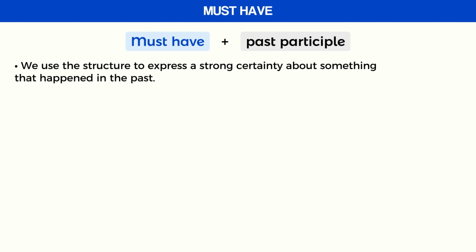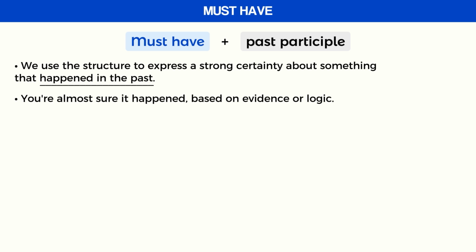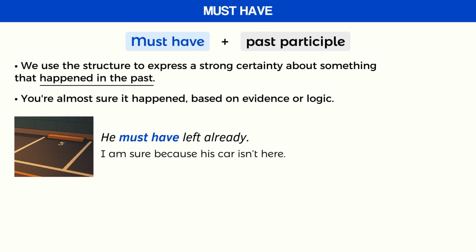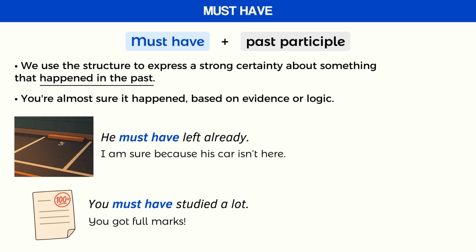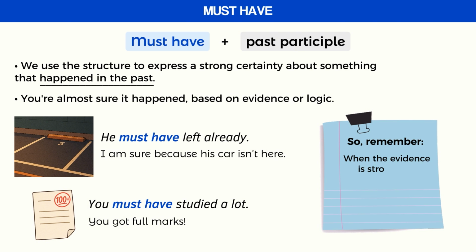We use the structure must have plus past participle to express a strong certainty about something that happened in the past. You're almost sure it happened based on evidence or logic. Examples. He must have left already. I'm sure his car isn't here. You must have studied a lot. You got full marks on the test. So remember, when evidence is strong and you're almost sure something happened, use must have. It's your way of showing confidence about a past event.